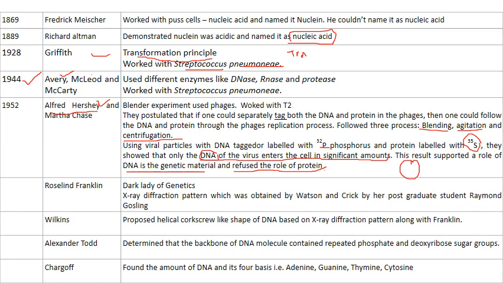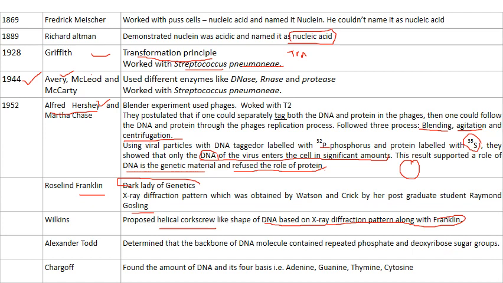If we talk about the discovery of DNA, as you know, in 1953, Watson and Crick contributed to this. For Watson and Crick's double helix model, four scientists mainly contributed. The first was Rosalind Franklin, who is called the Dark Lady of Genetics, and worked with the X-ray diffraction pattern, which was obtained by Watson and Crick through her postgraduate student Raymond Gosling. The second scientist is Wilkins, who proposed the helical corkscrew-like shape of DNA based on the X-ray diffraction pattern along with Franklin.